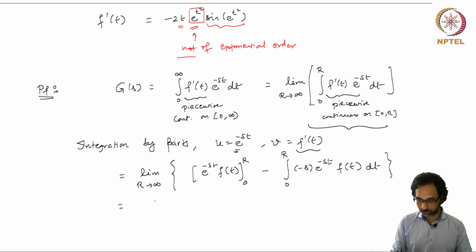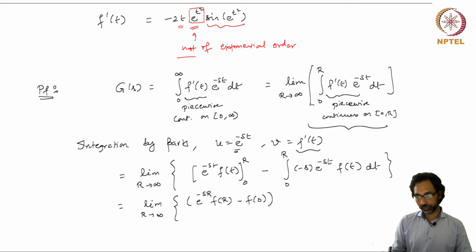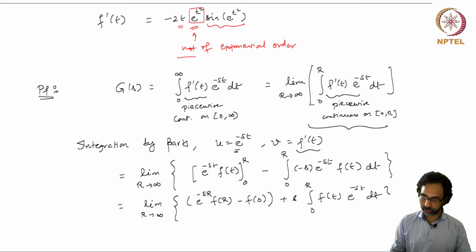So you will get minus s times e^(-st), and then integrating again you get f(t) dt. So this gives you the limit as R tends to infinity. The first term is e^(-sR) f(R), minus the second term, which is simply f(0), because e^(-s times 0) is 1. So this is f(0), and then you have plus s times the integral from 0 to R of f(t) e^(-st) dt.